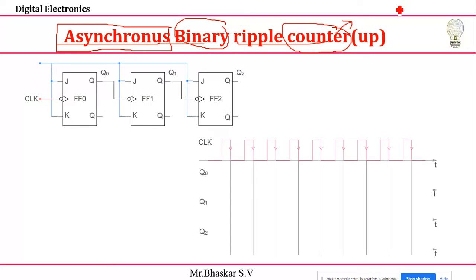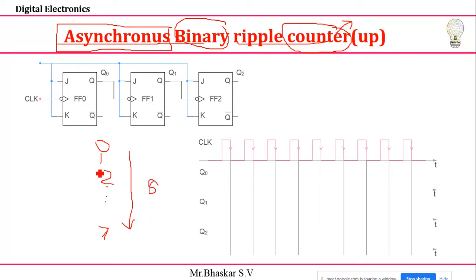For example, counting the numbers means how I'm going to count decimal numbers like 0, 1, 2, similarly up to... For example, if I want to count from 0 to 7, I have 0 to 7. So the count is increasing gradually from 0 to 7. It is called an up counter. If I'm going to design a circuit for counting from 0 to 7, meaning totally I'll get 8 counts, then it is called an up counter.